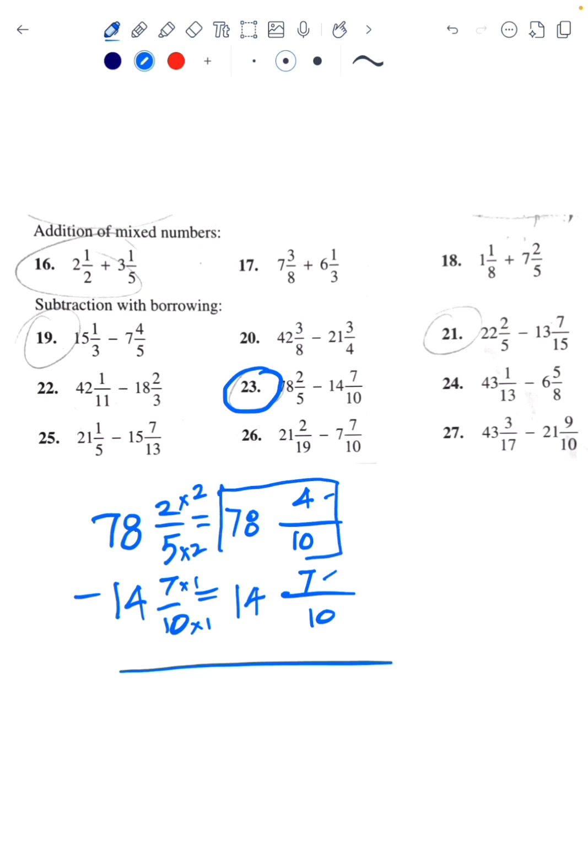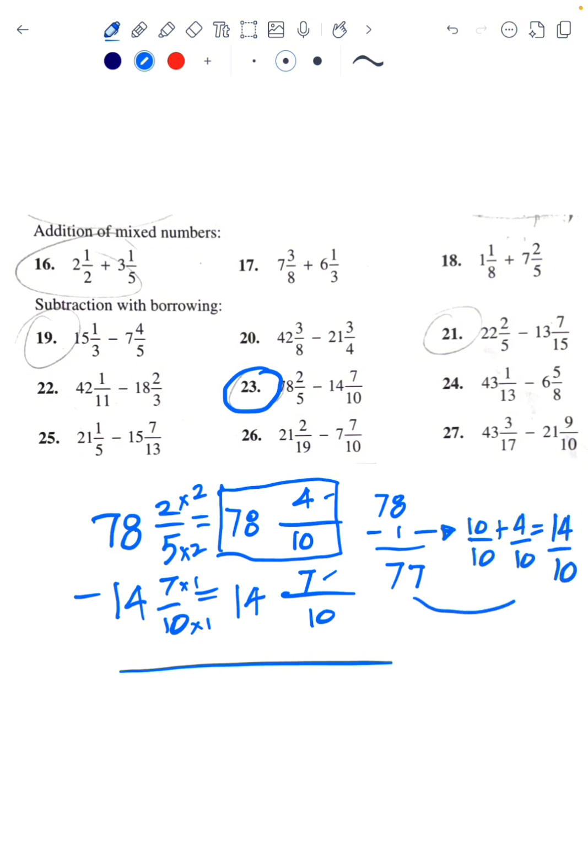Now I notice that I cannot take 4 minus 7, so I'm going to borrow from 78 a whole number 1. That gives me 77, but my 1 converts into a fraction of 10 over 10. I'm going to use that 10 over 10 that I borrowed, add that to the 4 over 10 that I already have, and that gives me 14 over 10. Combining this, I get 77 and 14 over 10. Now I can take that fraction and subtract 14 and 7 over 10. And this is going to give me 63 and 7 over 10.